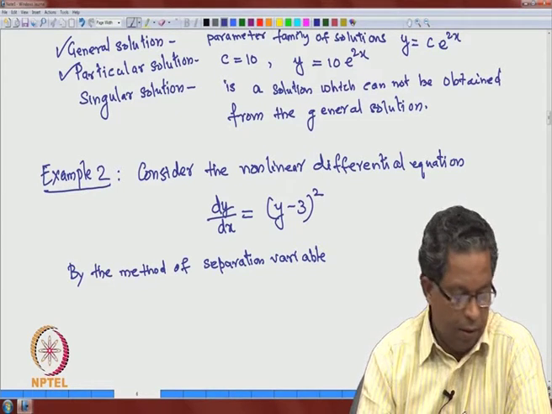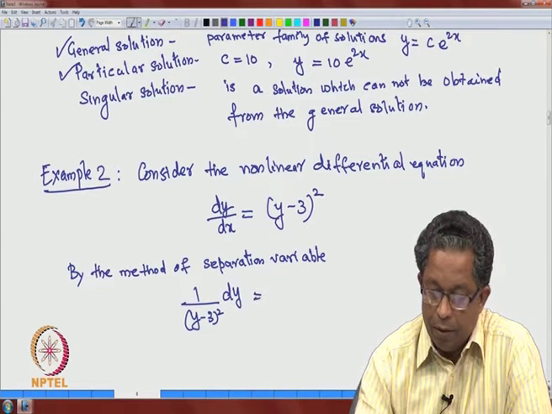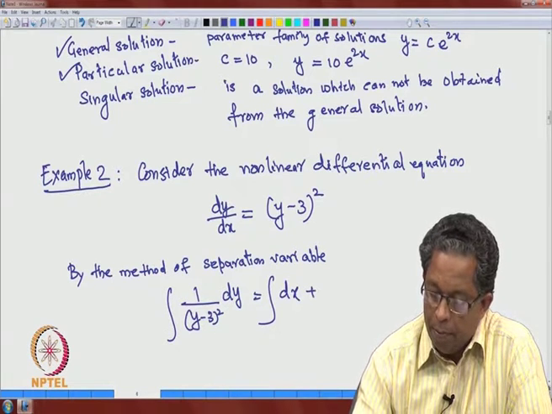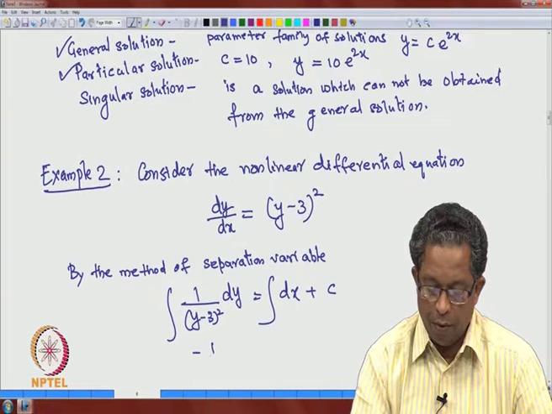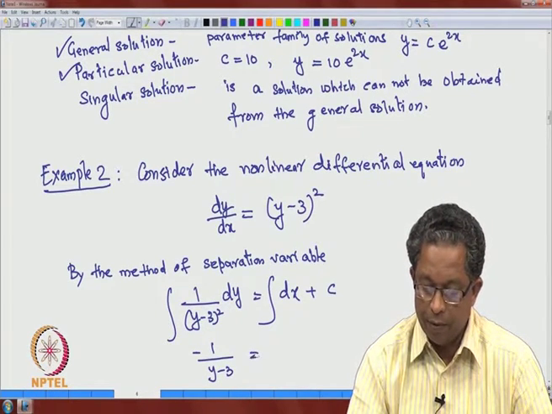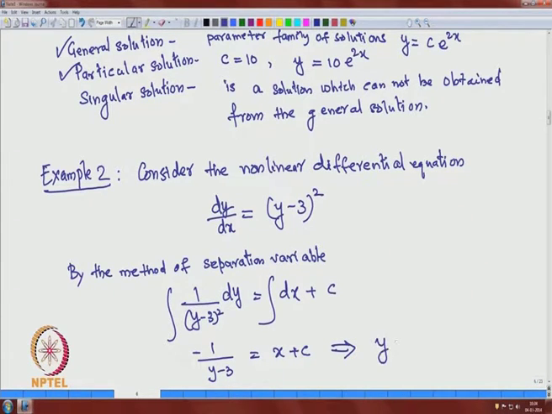separating out the variables and integrating, you get dy by y minus 3 square is equal to dx, and integrating, adding a constant c. So, integral of 1 by y minus 3 the whole square is minus 1 by y minus 3, which is equal to x plus c. Simplifying, we get y is equal to 3 minus 1 by x plus c. So, for every value of c, this is a solution. Therefore, this is a general solution.